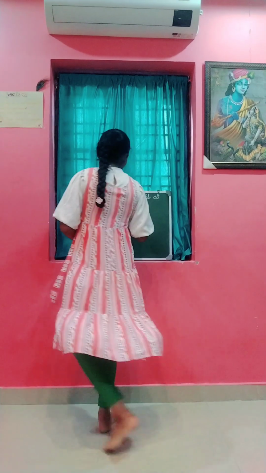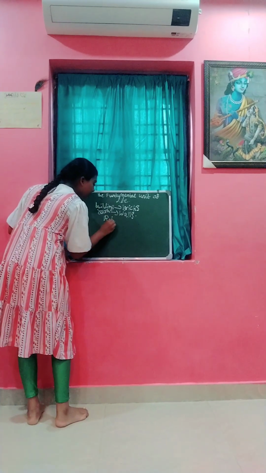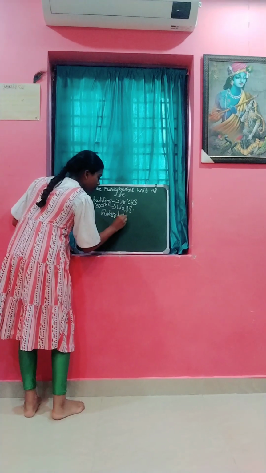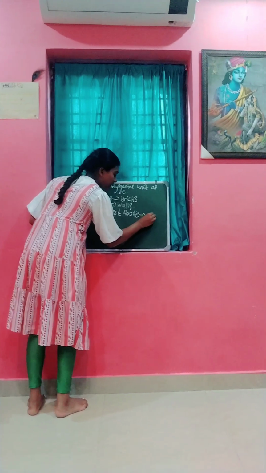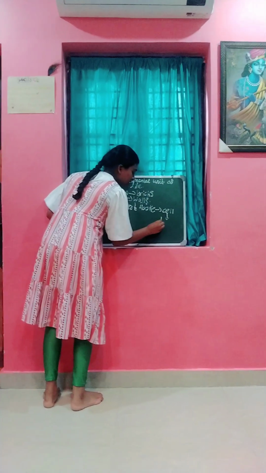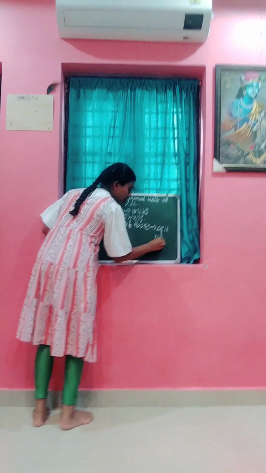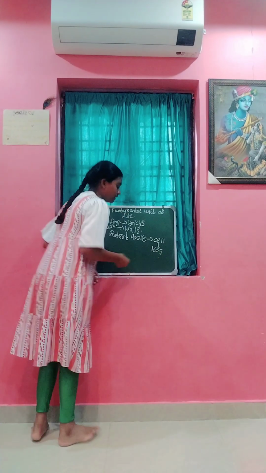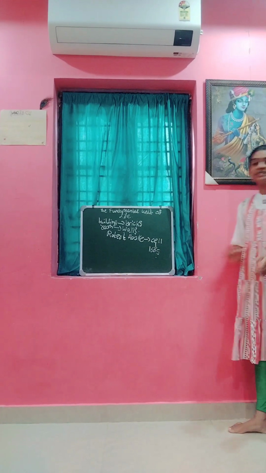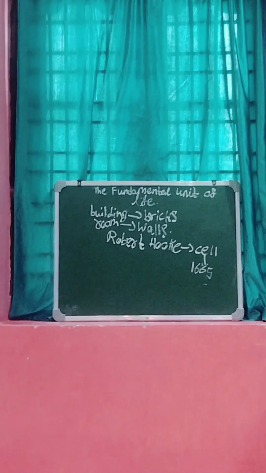Understood? Now we are going to discuss the discovery of the cell. Who discovered the cell? Robert Hooke discovered the cell in 1665. Understood? So, how did he discover the cell?